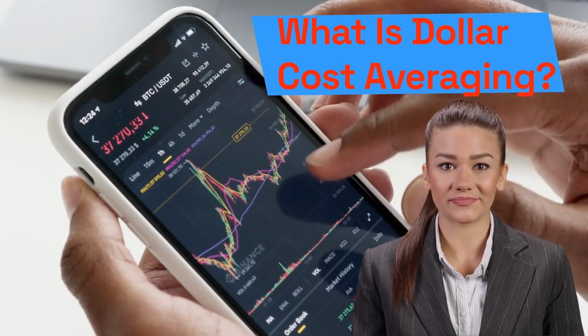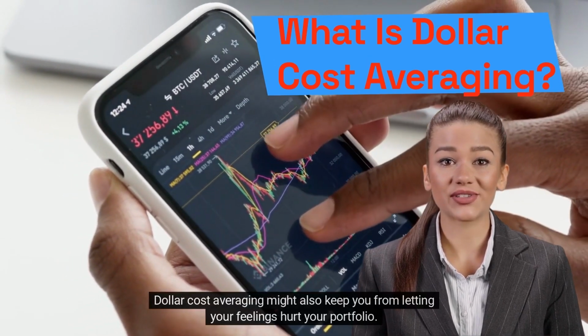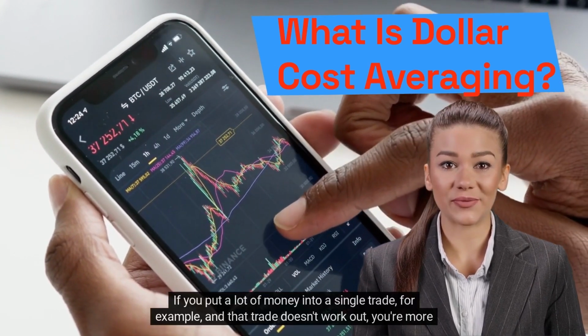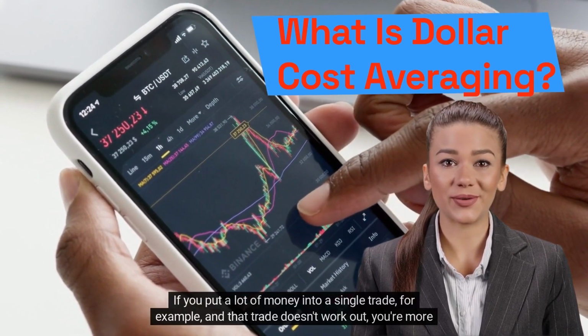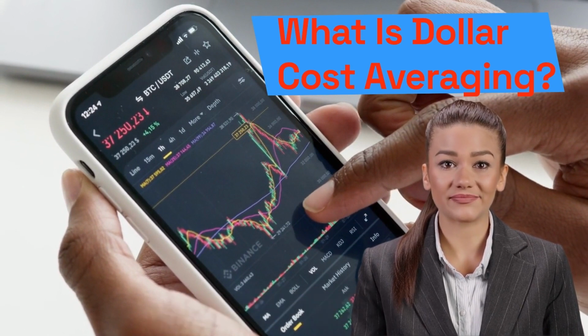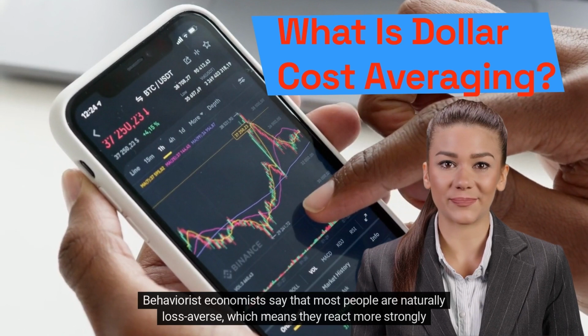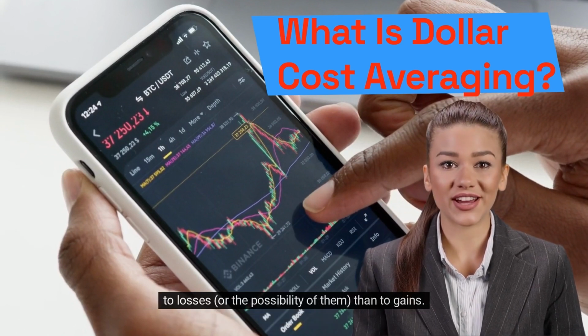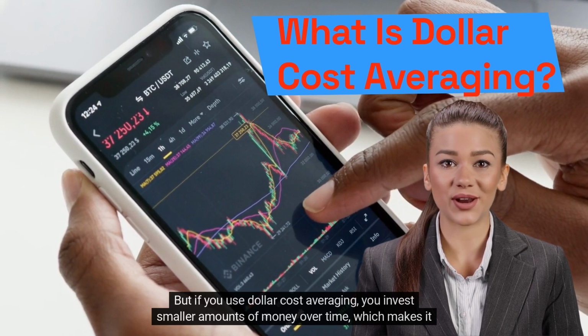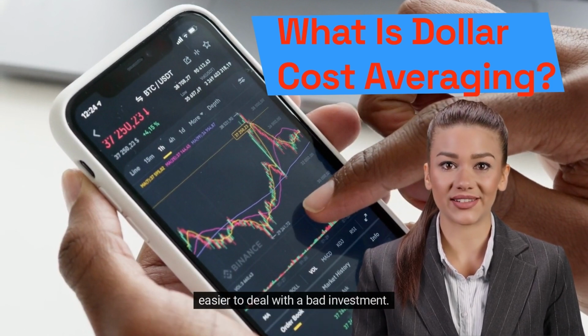Minimizing regret. Dollar cost averaging might also keep you from letting your feelings hurt your portfolio. If you put a lot of money into a single trade, for example, and that trade doesn't work out, you're more likely to feel bad about it. Behaviorist economists say that most people are naturally loss-averse, which means they react more strongly to losses, or the possibility of them, than to gains. But if you use dollar cost averaging, you invest smaller amounts of money over time, which makes it easier to deal with a bad investment.